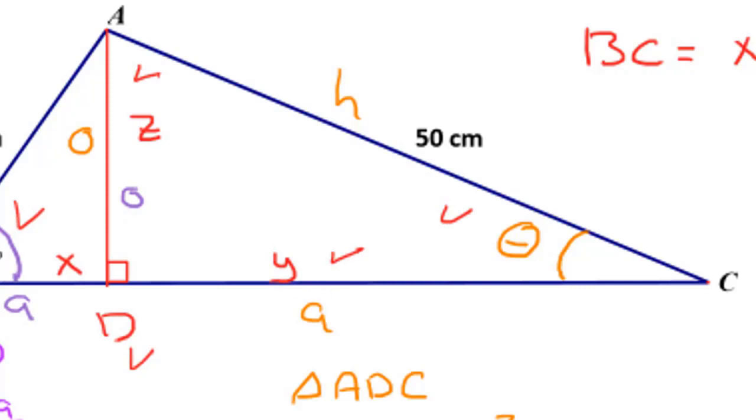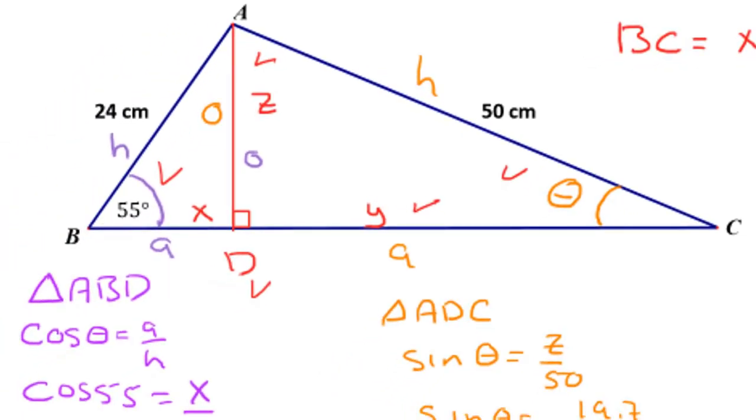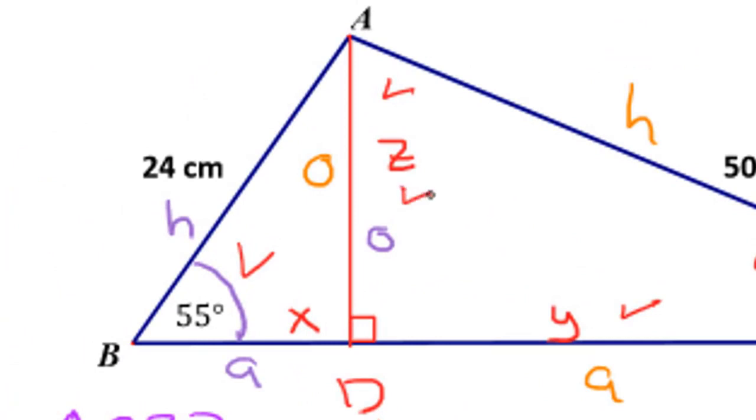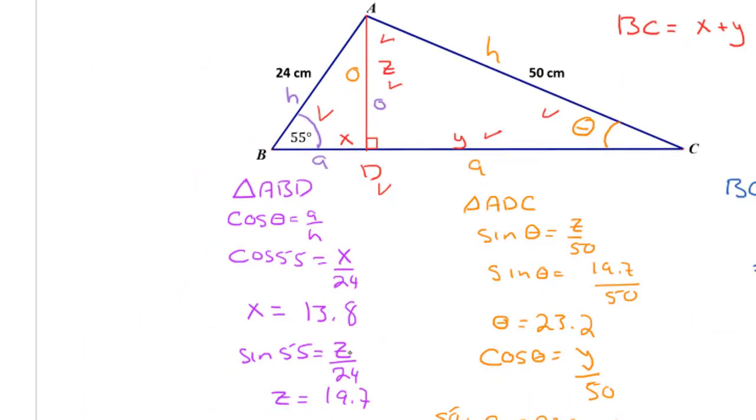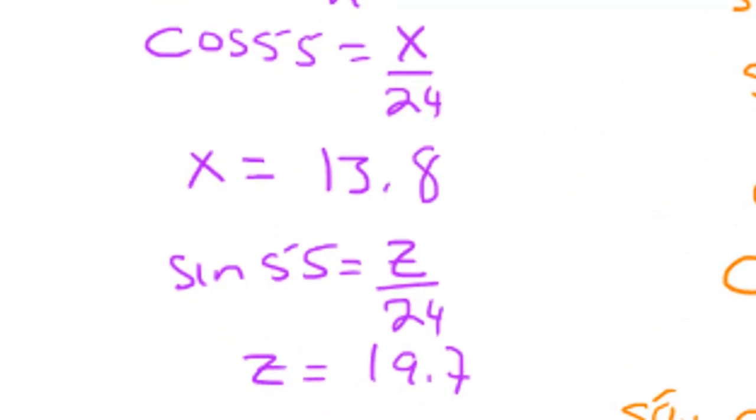So I'm going to use the triangle on the left hand side, triangle ABD, and determine the length of side Z. Substituting in, I can use sine of theta equals opposite over hypotenuse. Sine of 55 degrees is going to equal the opposite side, which I've represented with a Z, over the hypotenuse, which is 24. Plugging everything into my calculator, I now know that Z is 19.7 centimeters.